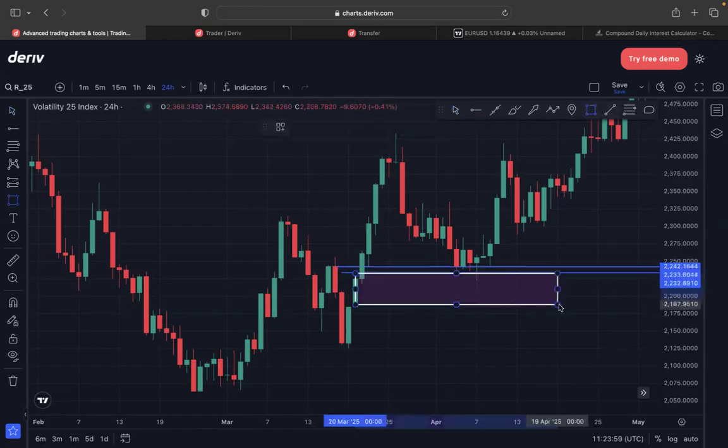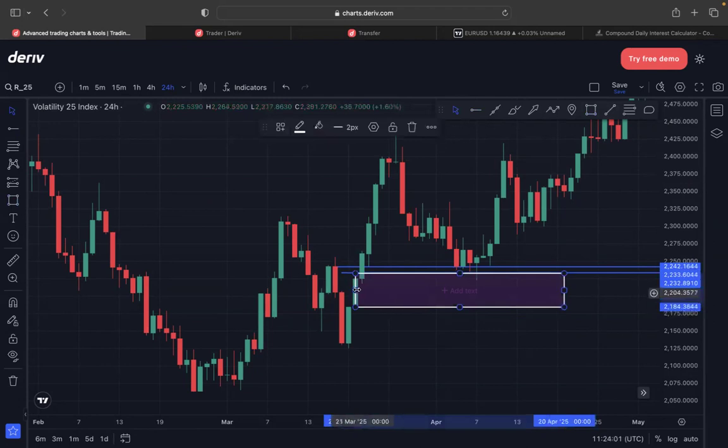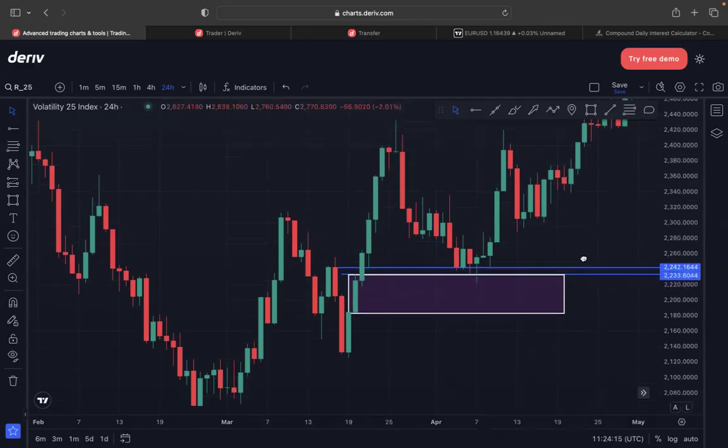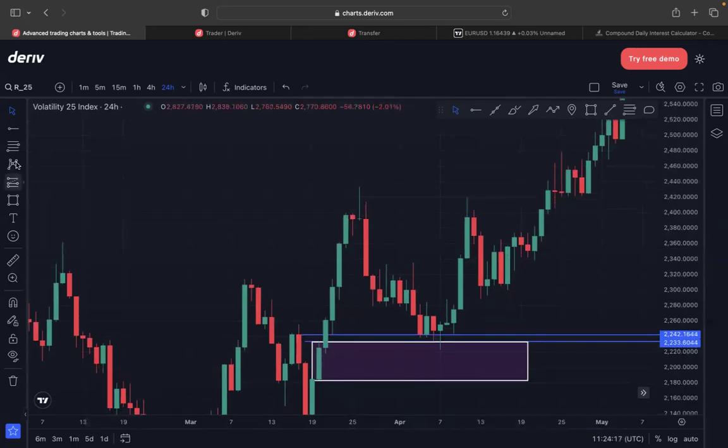It actually tapped into what? Our order block, as you can see. This is our order block here. As you can see, the market moves up like this, came down, tapped into our order block, and then started going up.